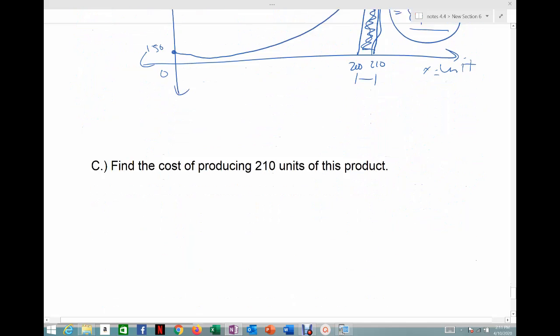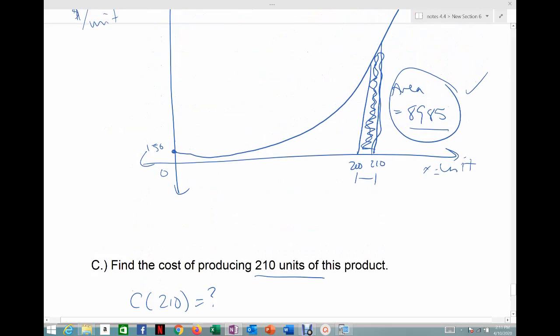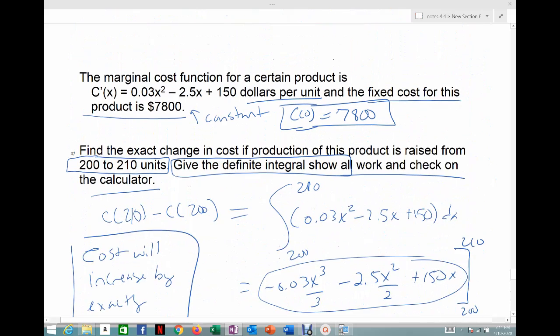All right, the last problem. Find the cost of producing 210 units. So I just want the cost for 210. All right, there's two ways to do this. You could solve it using the initial value examples like we did in 5.1. Remember, we had initial value problems. But I'm actually going to use the fundamental theorem of calculus to solve this. This is where that initial value is going to come into play, this value here.